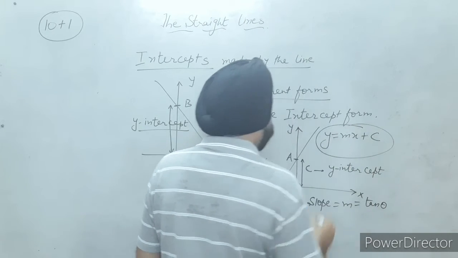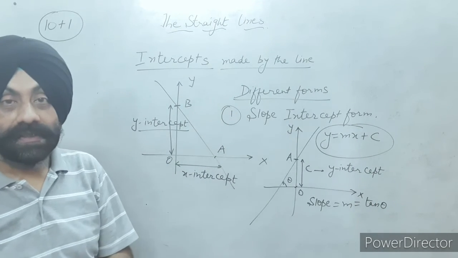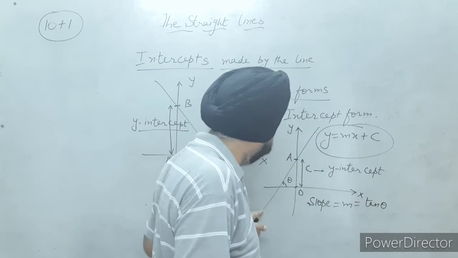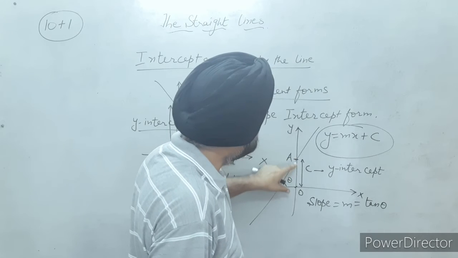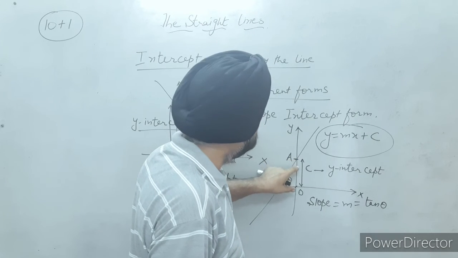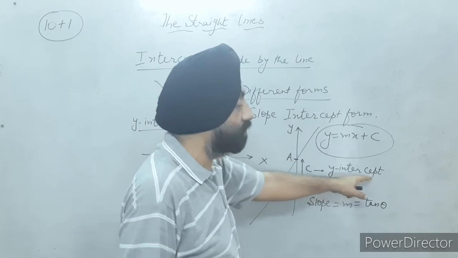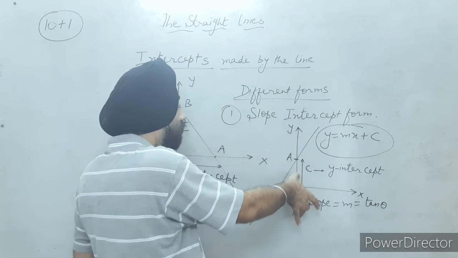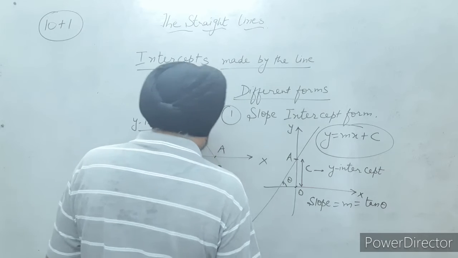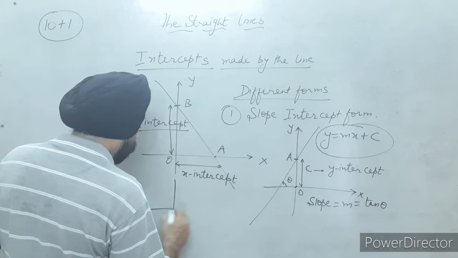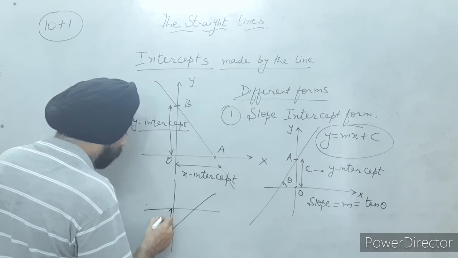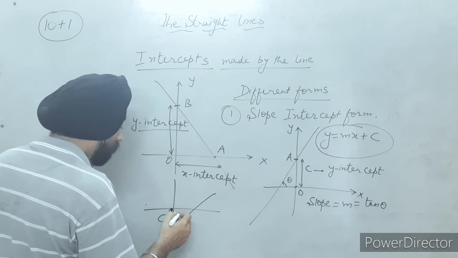This is called slope intercept form, where m is the slope of the line, this line which cuts the y-axis at point A. This is equal to c, that is the y-intercept. This c can be positive, this c can be negative. The line can obviously be like this also. This is your y-intercept. It is negative in magnitude.